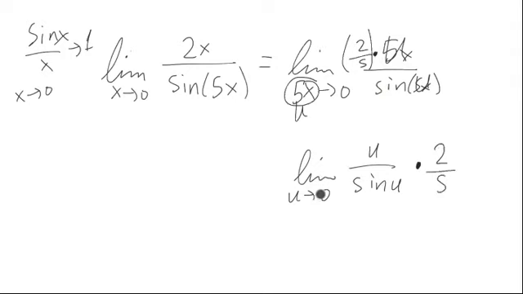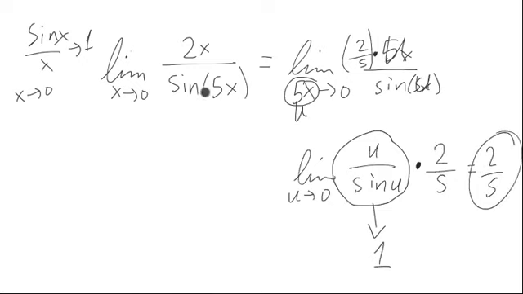Then what do we get? Limit as u goes to 0 of u over sine u times 2 over 5. Taking the limit of the reciprocal of something is just the reciprocal of the limit. So this is just the reciprocal of 1, which is just 1 itself still. So that means this whole limit is simply 2/5.